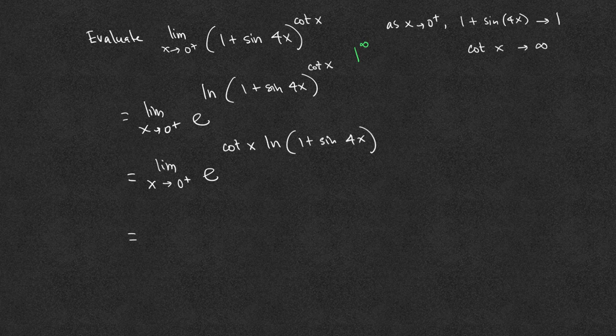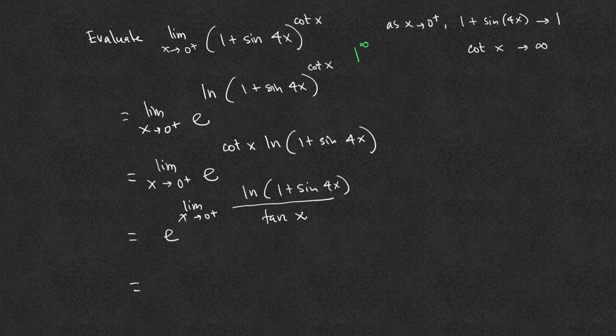But this is an exponential function, so we can bring the limit inside the function. This is now e raised to the limit as x goes to 0 from the right-hand side. We then rewrite cotangent of x as 1 over tangent of x. The numerator is still ln of 1 plus sine of 4x. We still need to check that this is the indeterminate form before we can use the L'Hopital rule.